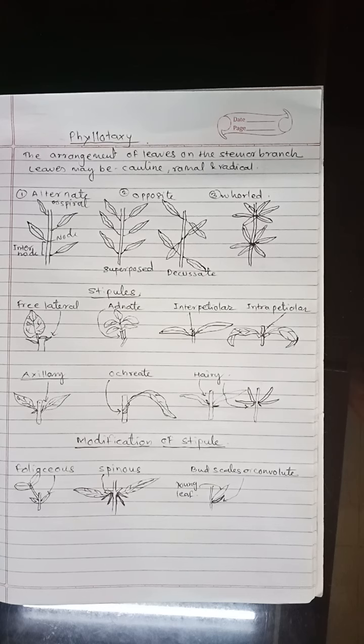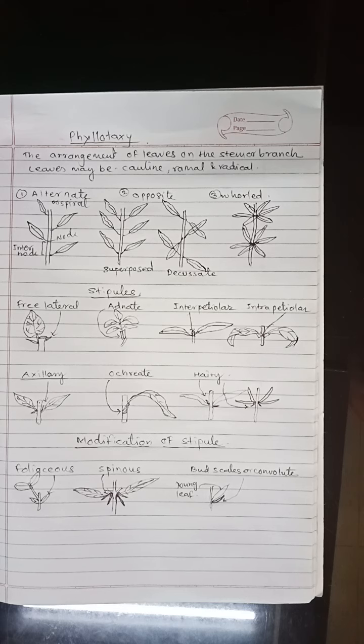Second type, opposite decussate type. A pair of leaves at one node stands at right angle to the next upper or lower pair, so that four vertical rows are formed on a stem. Example: calotropis. The cotton-like shrub (Calotropis) has opposite decussate type of phyllotaxy present.